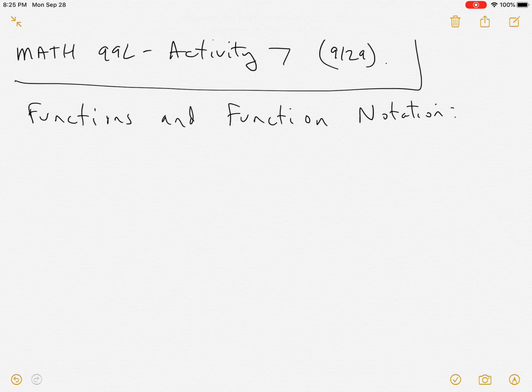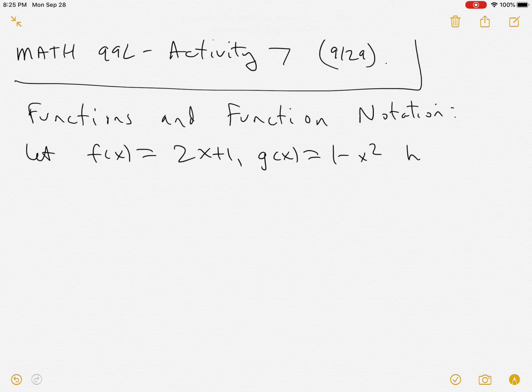So I'm going to let f of x be the function 2x plus 1. g of x is the function 1 minus x squared. And h of x is the function 1 over x minus 2.